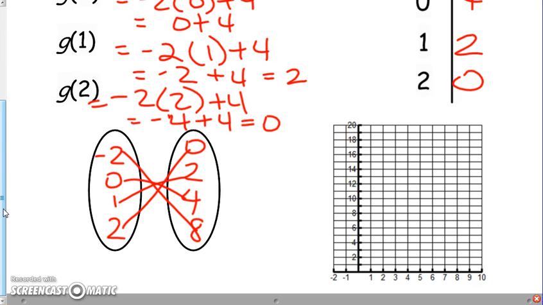Negative 2 went to 8, 0 went to 4, 1 went to 2, and 2 went to 0. And if you connect the lines, you know that it passes the vertical line test.